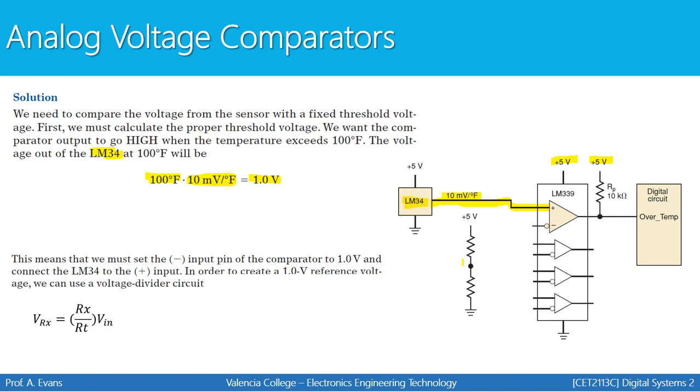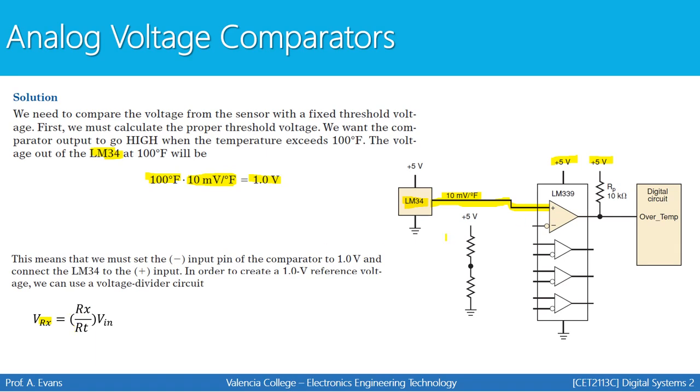Here's our basic formula for a voltage divider. The voltage across, I just put Rx, the resistor in question, so the voltage across whatever resistor you're looking at is equal to the resistance of that resistor divided by the total resistance in series multiplied by your input voltage.